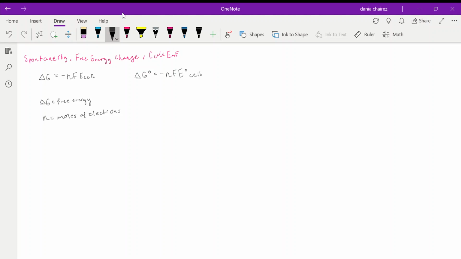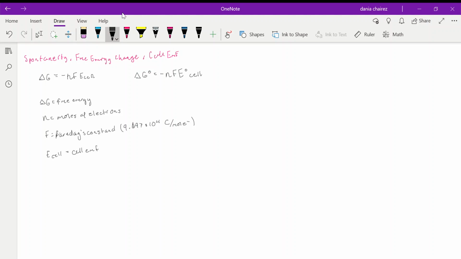And then F is Faraday's constant, which is 9.647 times 10 to the fourth coulombs per mole of electron. And then E cell is the cell EMF. So this is really, you just plug everything into the equation. Like, you're good.